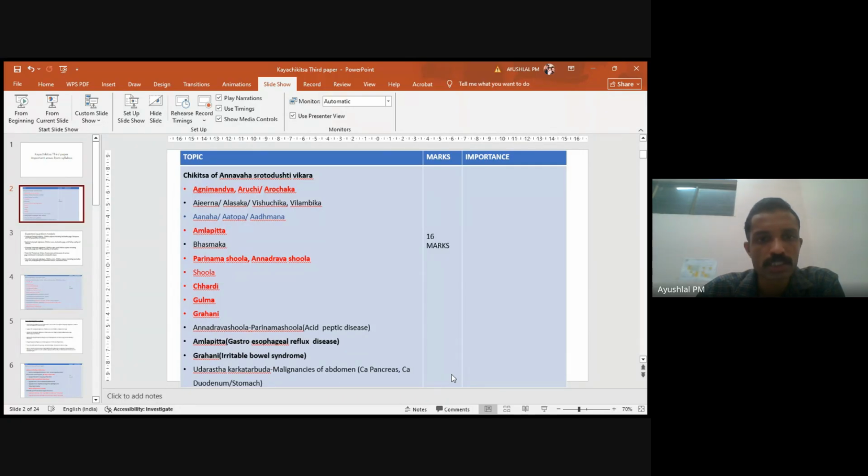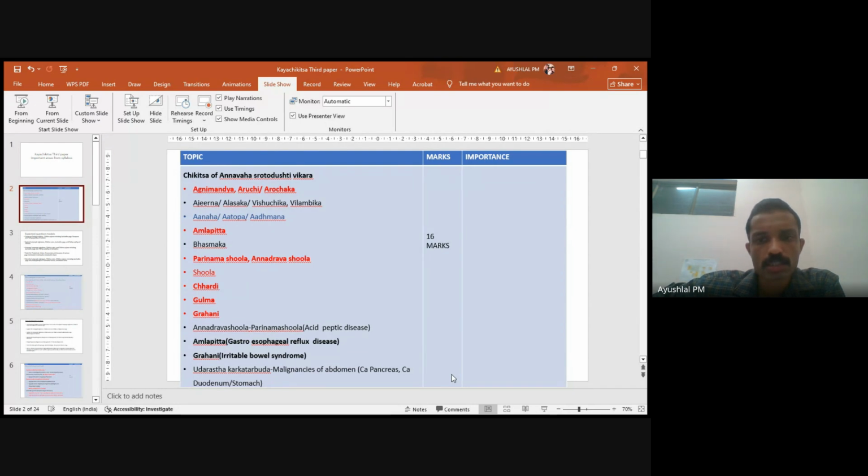So it includes Agnimandya, Aruji, Arojaga, Ajirna, Alasaga, Visujiga, Vilambiga, Anaha, Adoba, Atmana, Amlabitta, Basmaga, Parinama Shula, Nadravashula, and Chardi, Gulma, Grahani. Then some of the modern portions like APDs, acid peptic diseases, and GERD, gastroesophageal reflux disease, Grahani, irritable bowel syndrome. Then abdominal malignancies, CA pancreas, CA duodenum, stomach. So these are the main areas which will be covered in the Anavasrodhus.